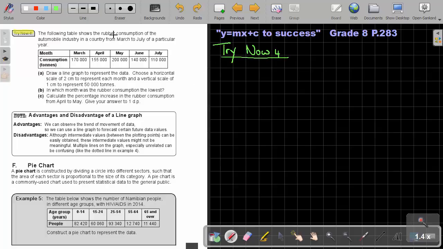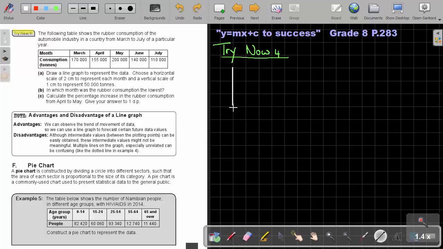Now, the following table shows the rubber consumption of the automobile industry in the country from March to July of a particular year. It's in thousands, and there's the timeline again. Draw a line graph to represent the data. Choose a horizontal scale of 2 centimeters to represent each month, and a vertical scale of 1 centimeter to represent 50,000 tons. Remember, try to do it on graph paper. I'm just going to do it on this grid, which will give you an idea.